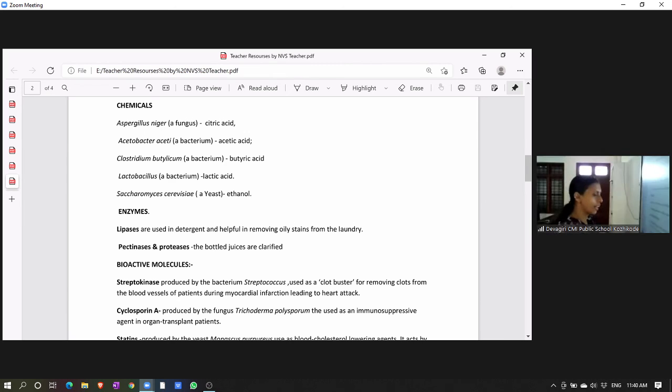For myocardial infarction, the R is missing in your textbook. It's a printing error. I don't know whether it is rectified in the new textbook. See the spelling from the board and write it: myocardial infarction. In the old textbook there was an error, but I think in the new textbook it's correct.